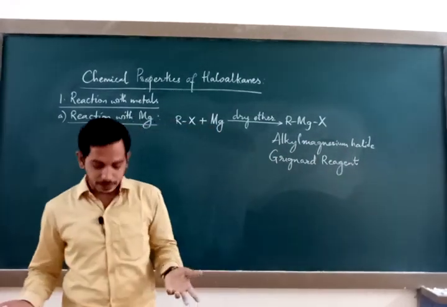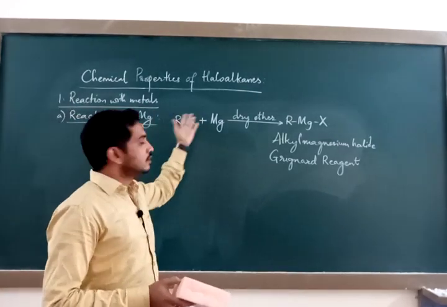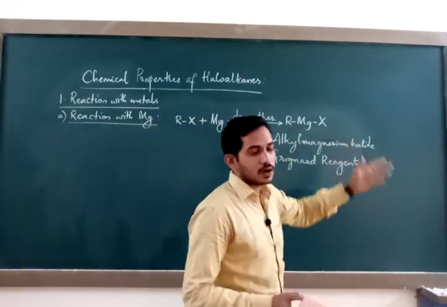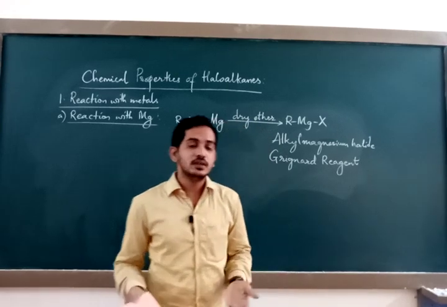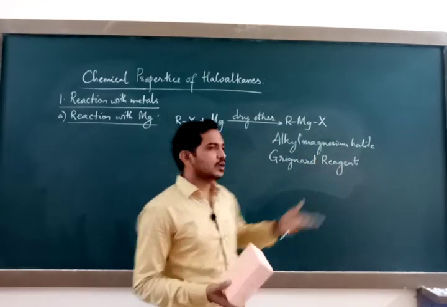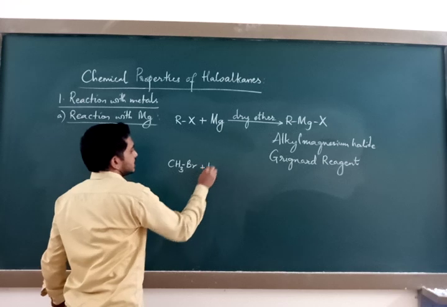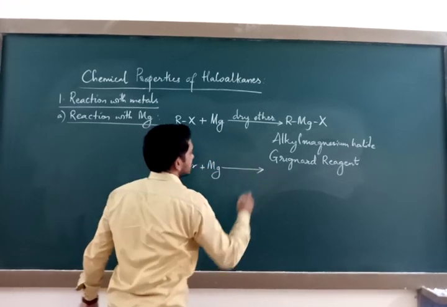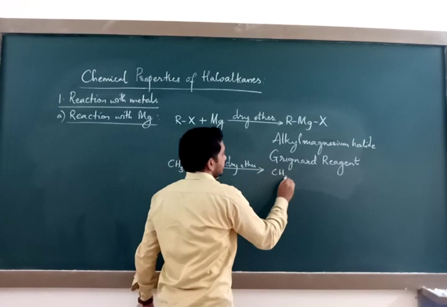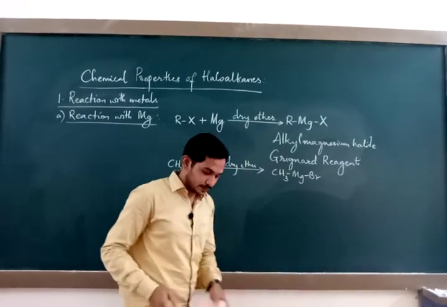How is a Grignard reagent prepared? A Grignard reagent is prepared by reacting alkyl halide with magnesium in the presence of dry ether. What do we get? We get alkyl magnesium halide. What are they commonly known as? They are known as Grignard reagents. What is their general formula? RMgX. One common example could be CH3Br plus Mg, methyl bromide plus magnesium in the presence of dry ether will give you methyl magnesium bromide. What is it called? Grignard reagent.